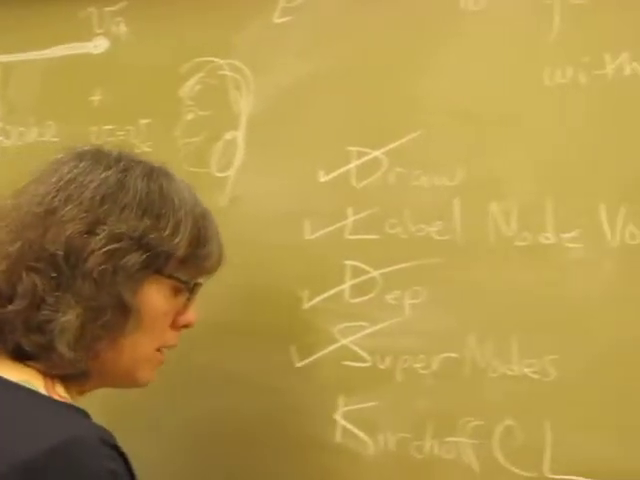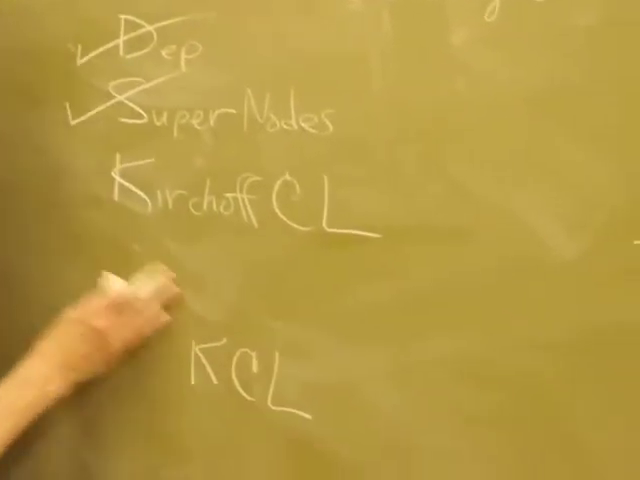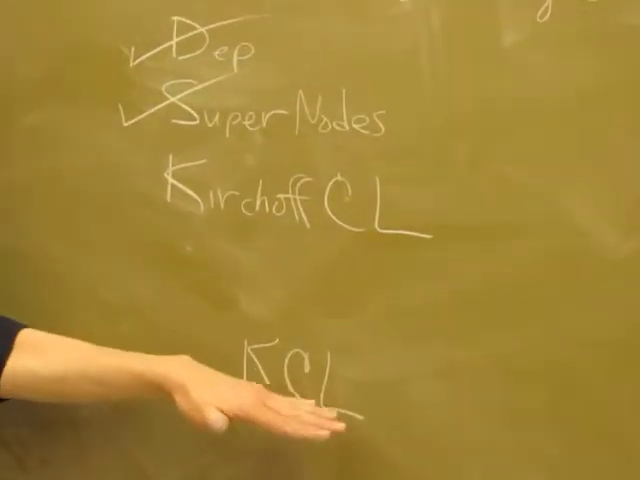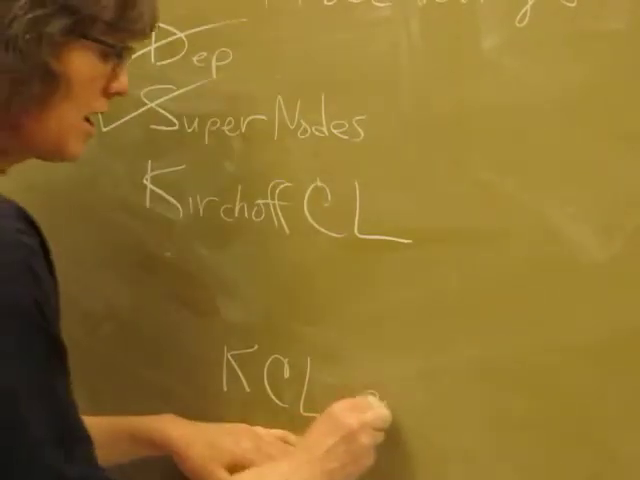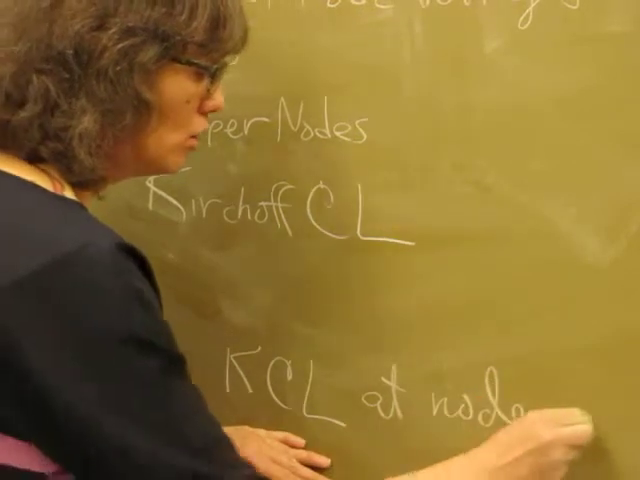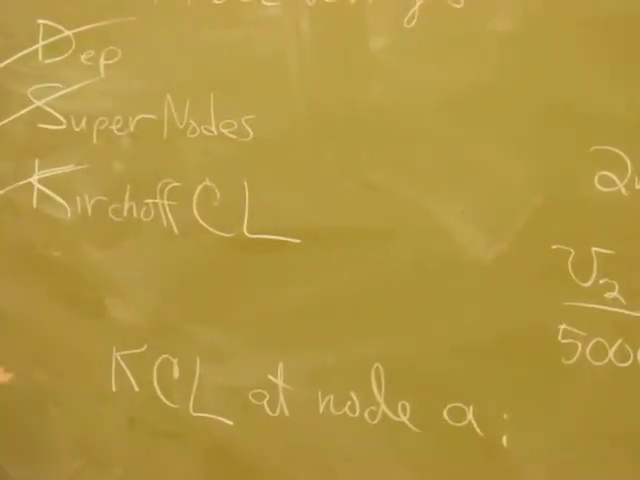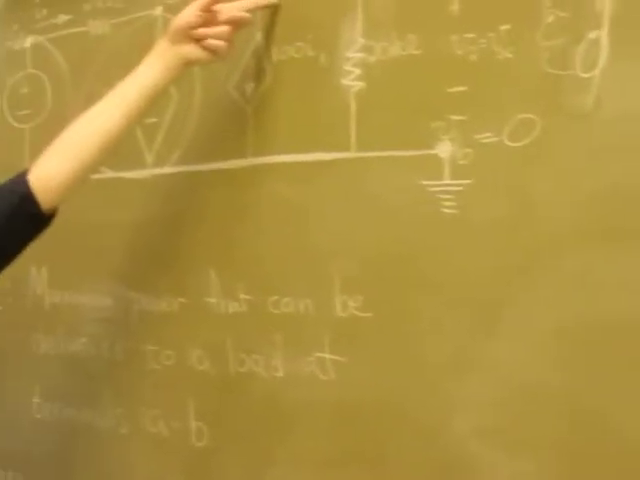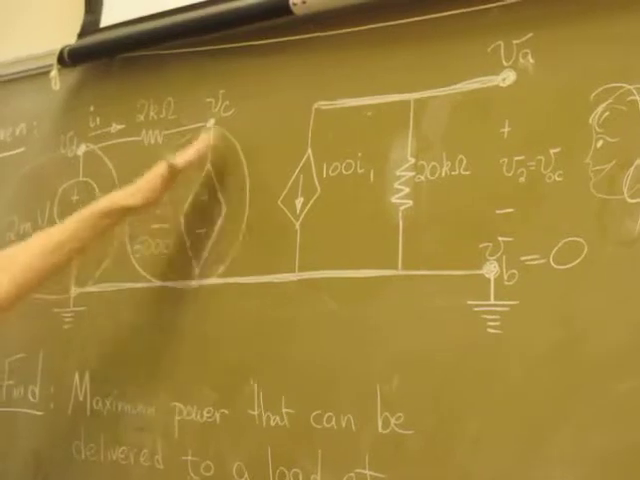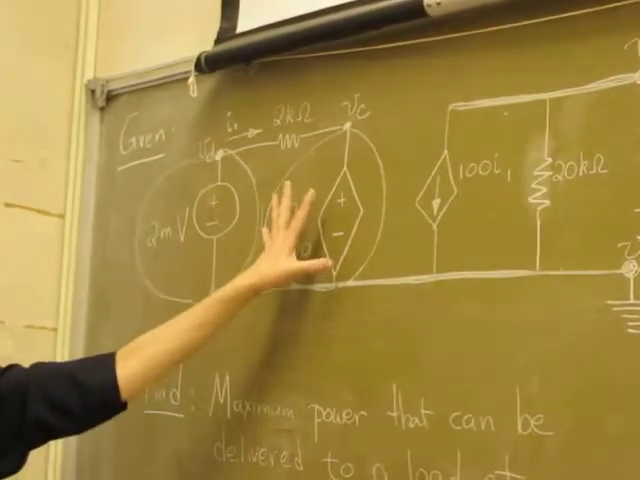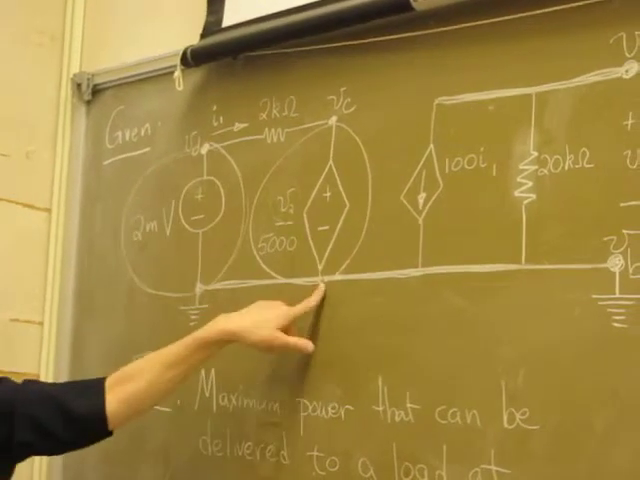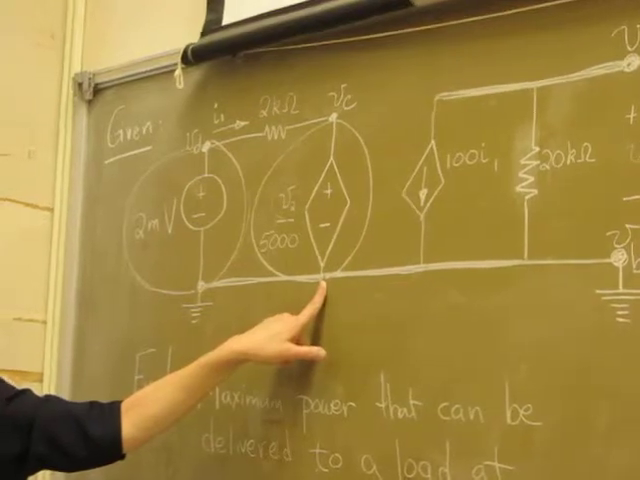So please don't forget to tell me what you're doing. So tell me, you're doing Kirchhoff's current law at node A. Okay. Because it's the only node that's not a reference node. Because now that we've got these two things as supernodes, they're part of the reference. So you don't do Kirchhoff's current law there.